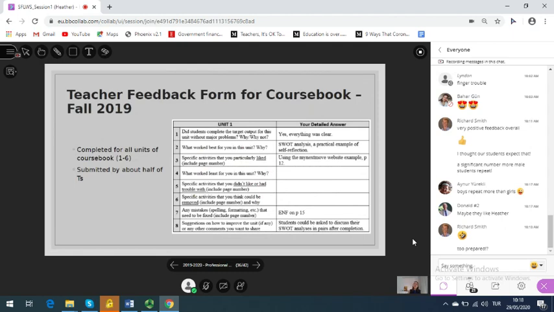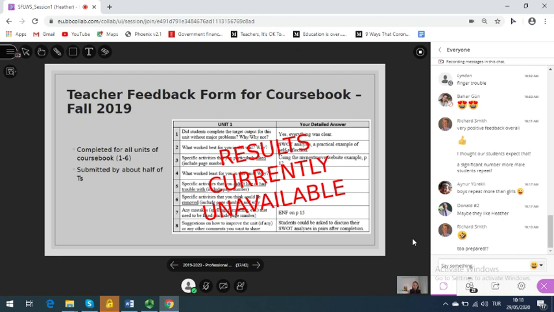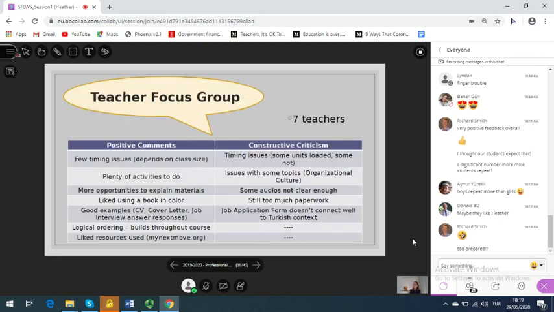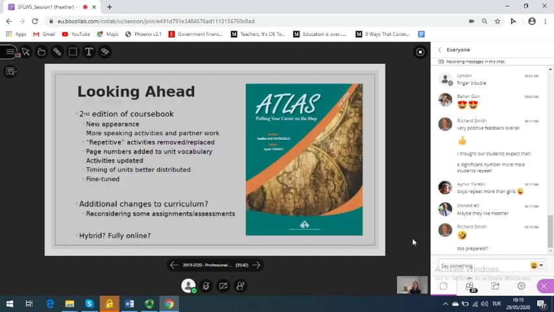I also had the teacher feedback form that they filled out for every unit, but again, it's at work, so those results are to come. I did have a teacher focus group, though, with about 7 of the teachers during one of our meetings, and this was the information that they gave. They liked that there were plenty of activities to do now, but there's still too much paperwork. But it was nice to hear their opinions, and we, of course, will consider that in the future.